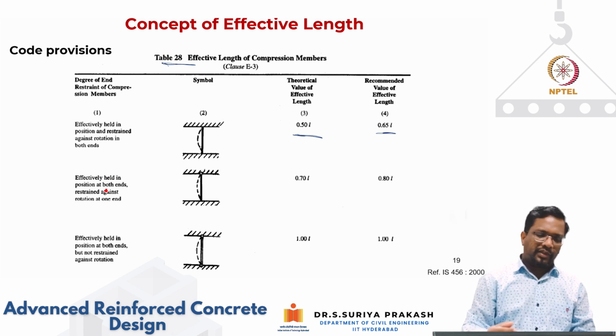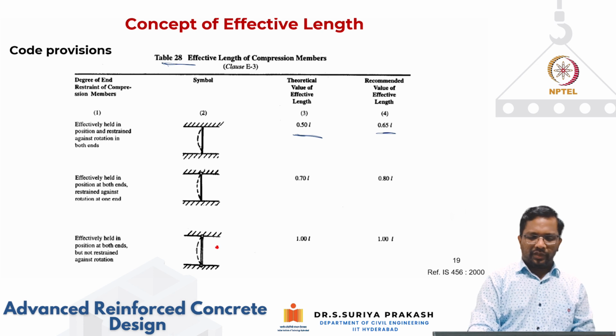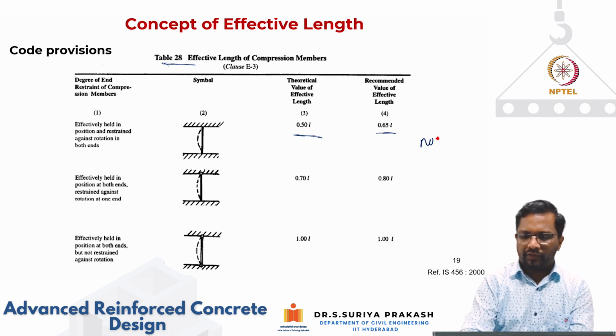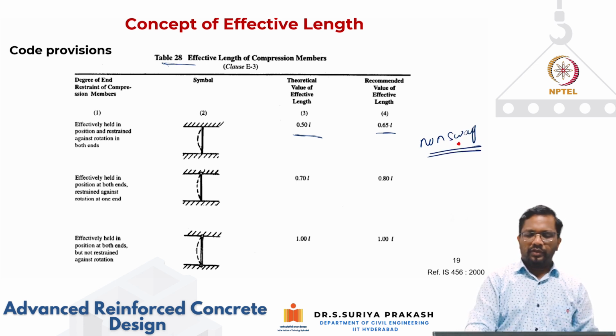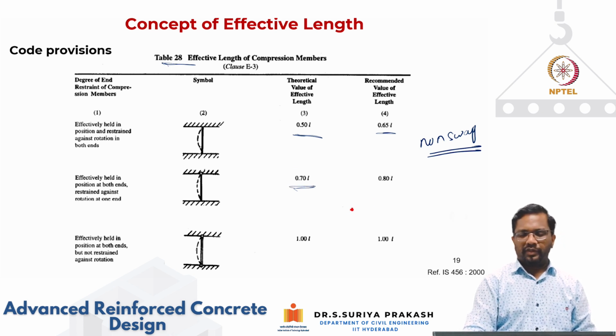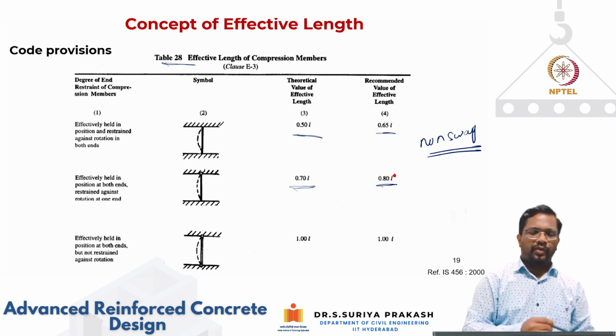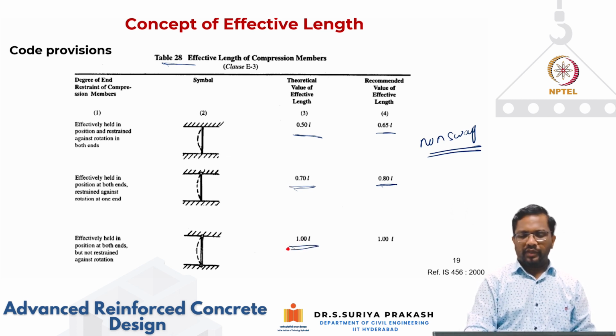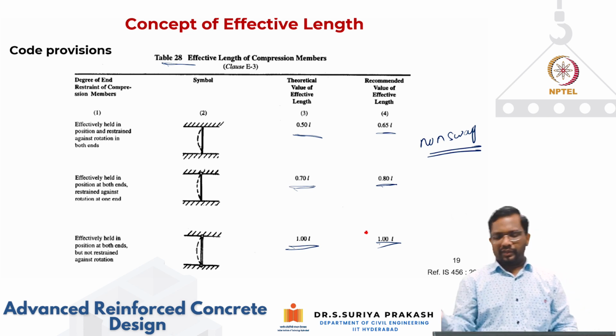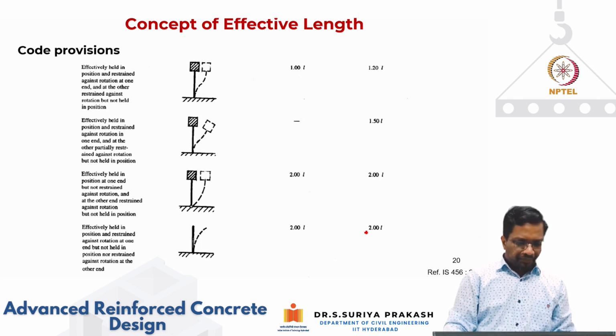Now, again, the next case, effectively held in position at both ends. So these are all restrained. Okay, these are non-sway conditions. Okay, these are all for non-sway. You can see you get 0.7, one end fixed, another end is hinged. You get 0.7 theoretically. Code is asking you to take 0.8 here. Now, both the ends are pinned. We get theoretically 1L. And anyway, this is a very clean case. So, code is saying that you can take 1L only.